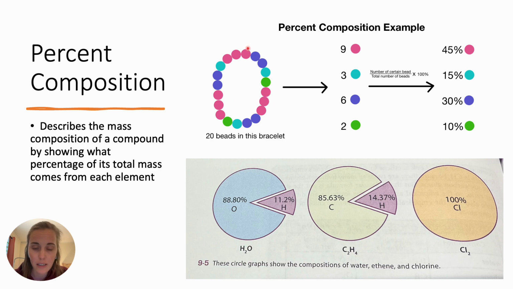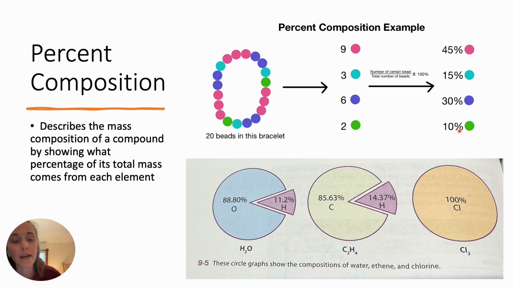So there's 3, 6, 9. There are 9 pink beads. If I have 9 pink beads and a total of 20 beads on my bracelet, the percent composition is going to be 9 divided by my total, which is 20, times 100%. So your answer would be 45% of my bracelet is made up of pink beads. And you could do this for all your other colors.